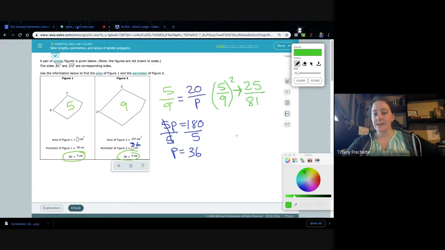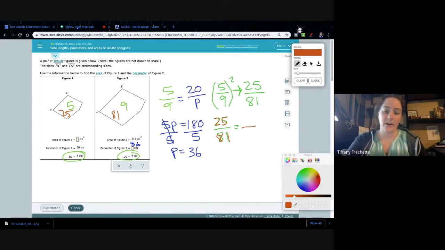9 times 9 is 81. So now we can write a proportion about our area. Remember, this was 25 and this is 81. All right, so now let's write our ratio. On the 25 side, or figure 1, we don't know our area, so let's put an A. And on the 81 side, or figure 2, we have an area of 243.